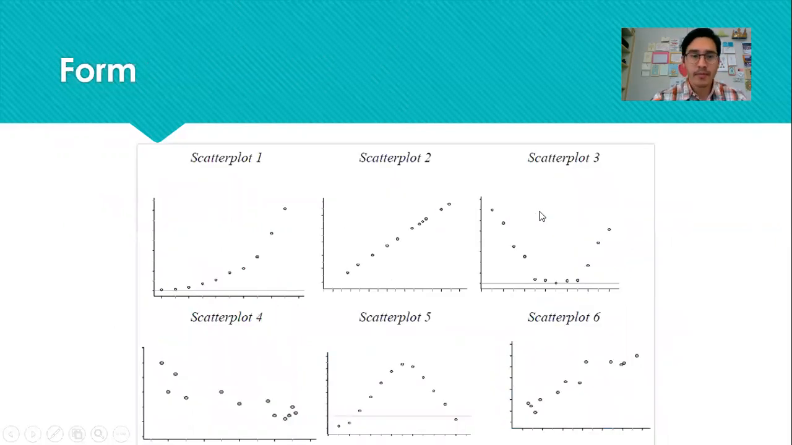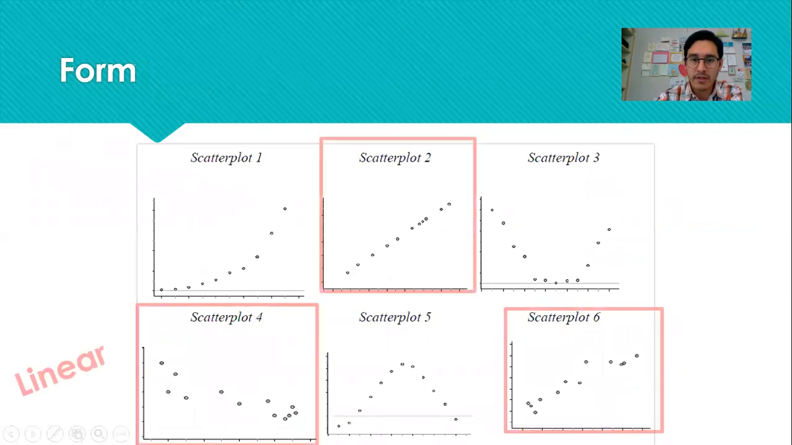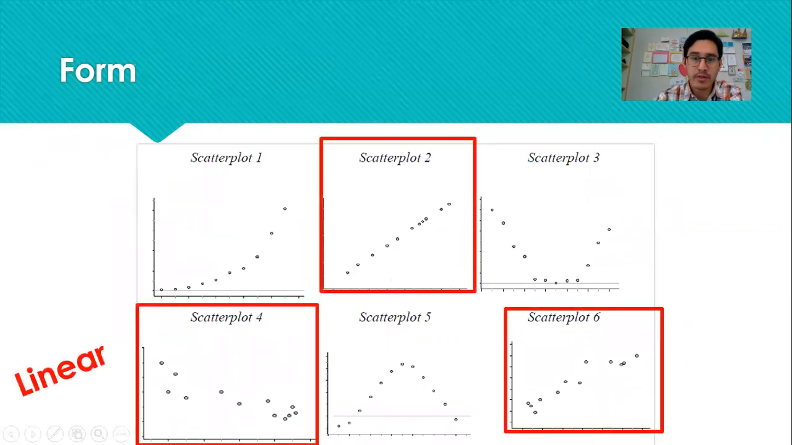All right, form. Right, so on the AP exam, there's two forms that you need to be able to recognize. The first, and probably more important, is linear forms, okay? So these are going to be patterns that look more or less straight, okay? So obviously scatterplot 2 is very straight, and scatterplots 4 and 6 are mostly straight.